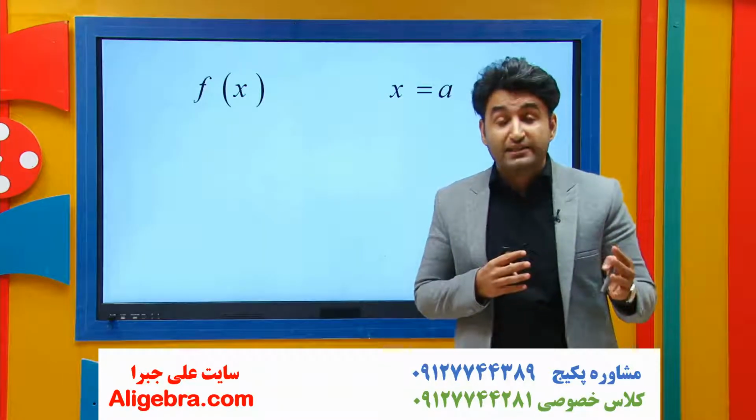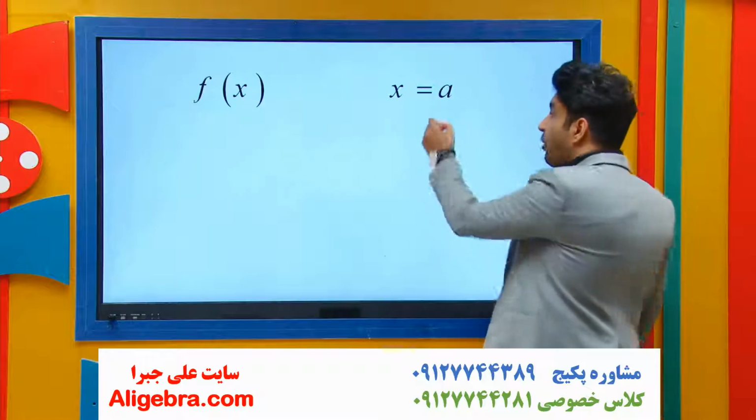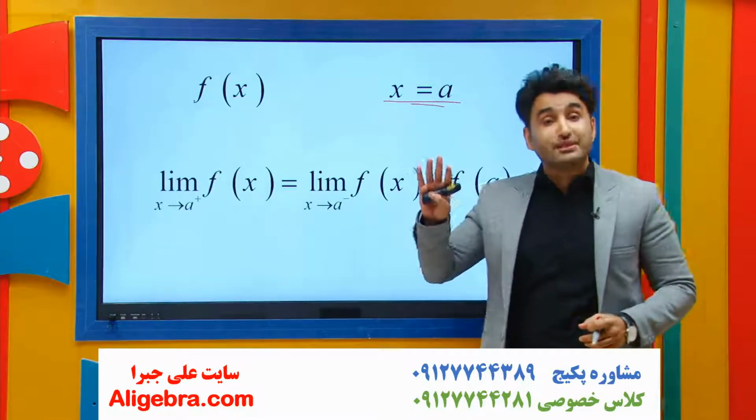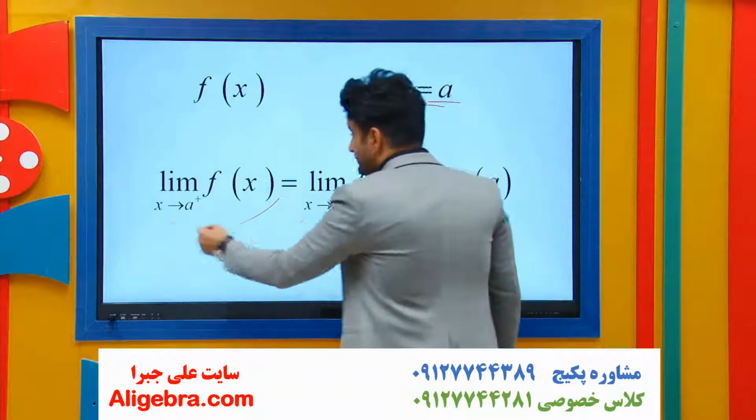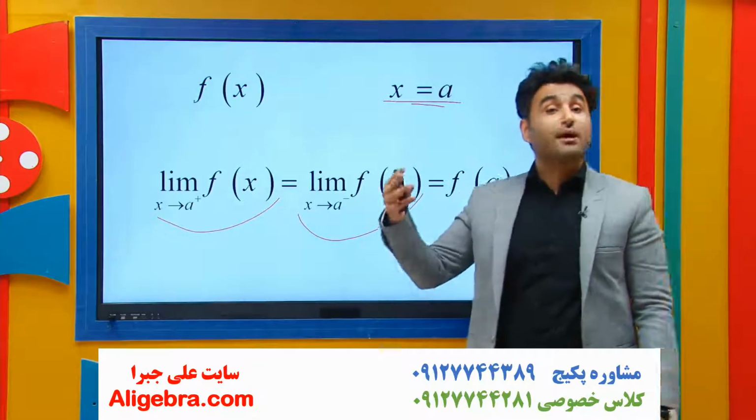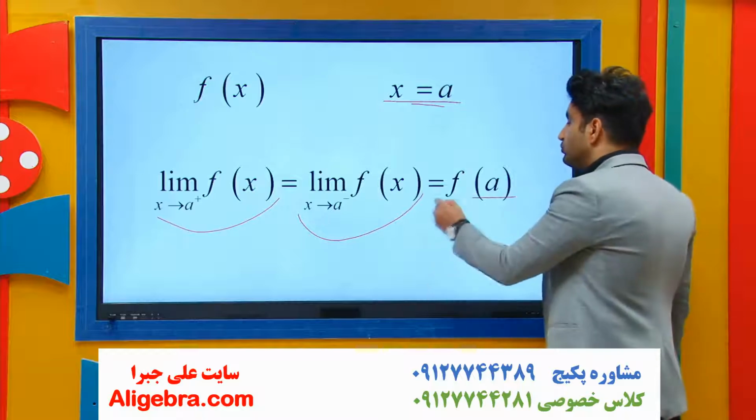Function f of x is continuous at the point a if the limit of f of x as x approaches a from the right is equal to the limit of f of x as x approaches a from the left, and it's equal to f of a.